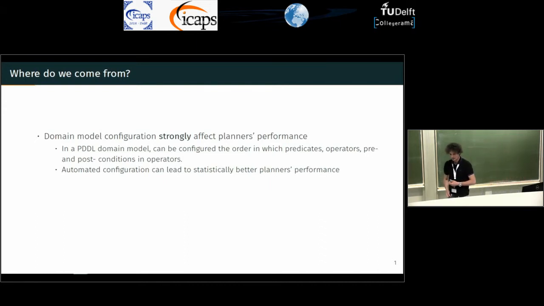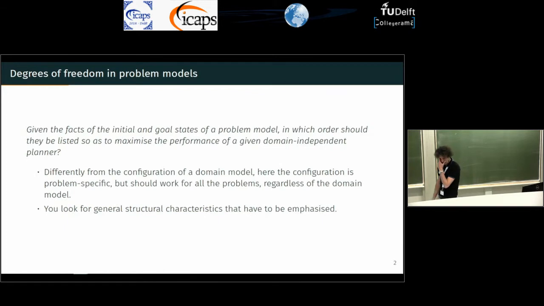And of course, the next point is, what about problem models? Do we really care about problem models? Does that affect the performance of planners? And also, it is important to take into account the fact that the configuration of a problem model is slightly different from the configuration of a domain model, in the sense that you have less information available, so you only have facts of the initial state and facts of the goal state, but on top of that you have to do the configuration online.